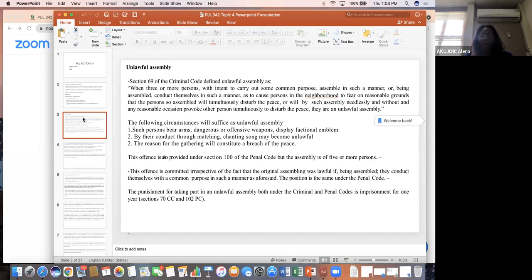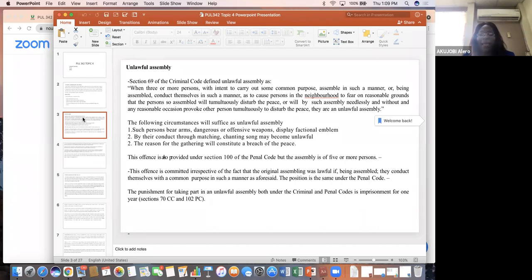So what are we saying here? In the provisions of the penal code under section 100, it provides for 5 or more persons. The important thing is that definitely one person cannot be enough to constitute an unlawful assembly. It will be 3 and above.